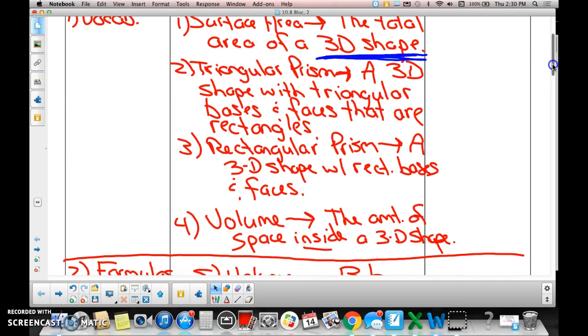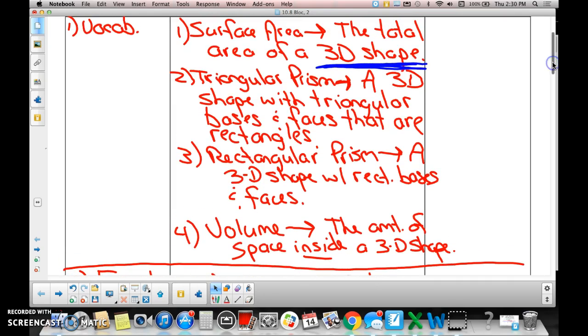Wonderful. Volume would be the amount of space inside of an object, yes or no? Yes. Okay.